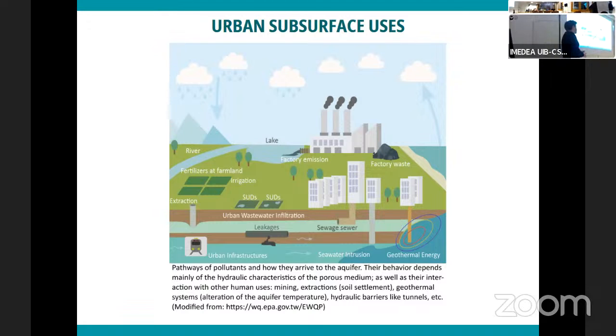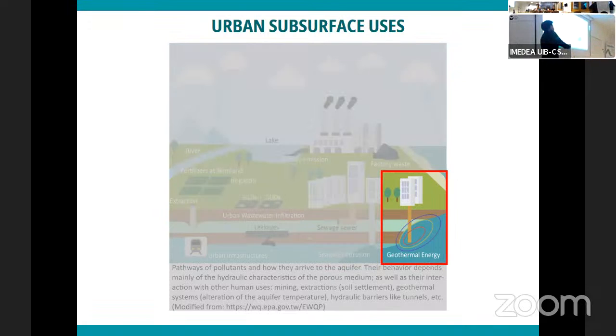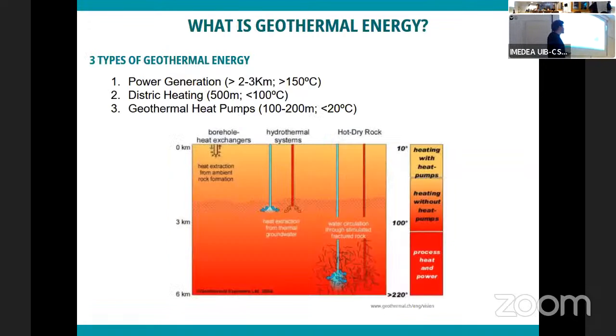Additionally, now we are using the subsurface to extract energy, geothermal energy, where we use the natural heat that the earth has to obtain electricity or to condition buildings. I will focus on these anthropic uses of geothermal energy. It is a renewable energy because we use the natural temperature of the earth, and the deeper we go, the higher the temperature we will have.